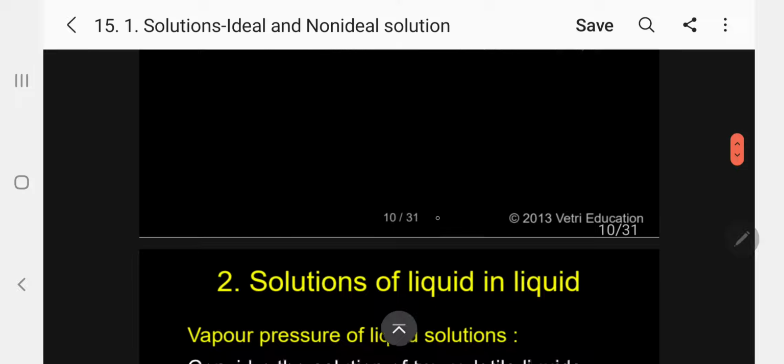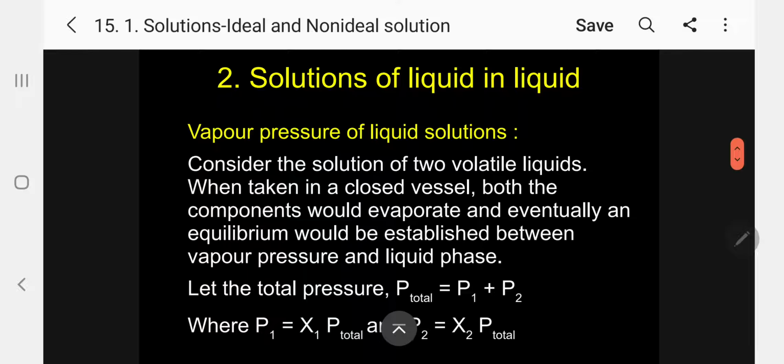Okay. So let me go for the next one. Second, solutions of liquid in liquid. So we have discussed solid in liquid. Now I am coming to liquid in liquid. So whenever we say liquid in liquid, we have to discuss the vapor pressure of liquid, because whenever we are placing a liquid in a closed container, some amount of liquid gets vaporized if it is volatile.